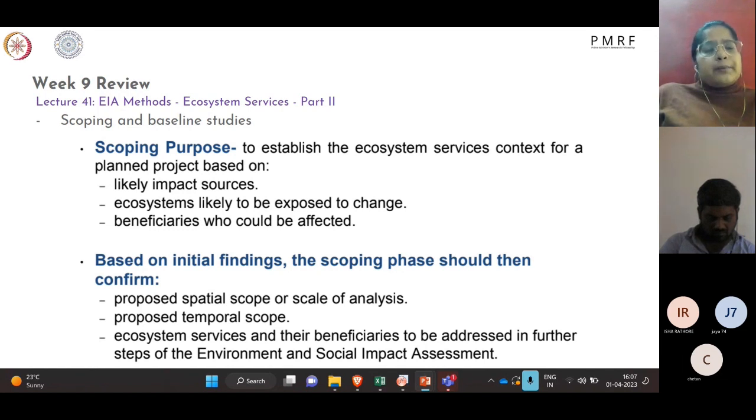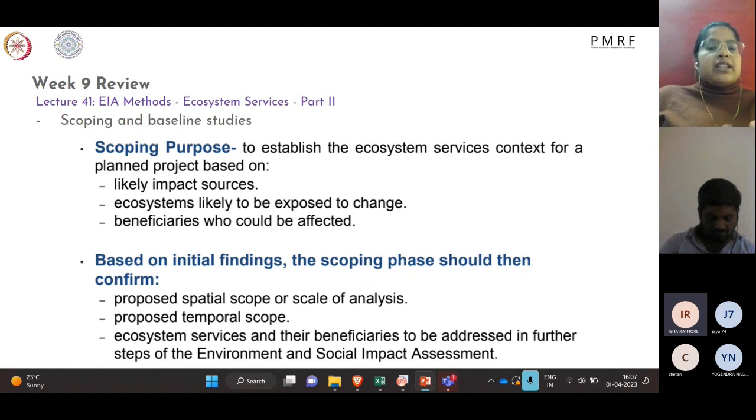And then you also look at the ecosystem services which these beneficiaries are receiving, and then you need to address them in the environmental and social impact assessment. So you need to look at what services are getting impacted because of your project and which beneficiaries are getting impacted, and then you need to address their concerns in your ESR.